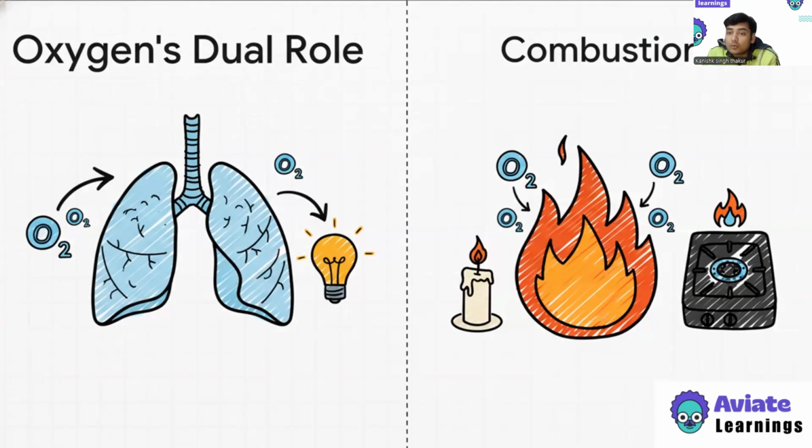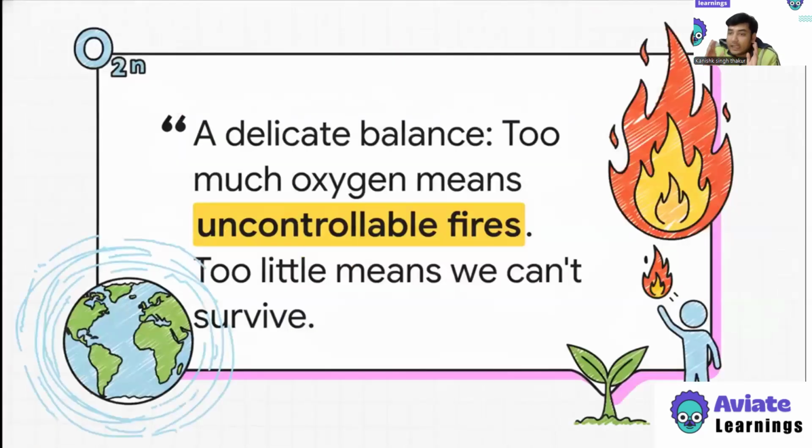So oxygen has a dual role. First of all, it is good for breathing. Our lungs take it, and it is required for all the life processes, as well as for combustion and fire. So a delicate balance is needed. Too much oxygen means uncontrollable fire, too little means we cannot survive.